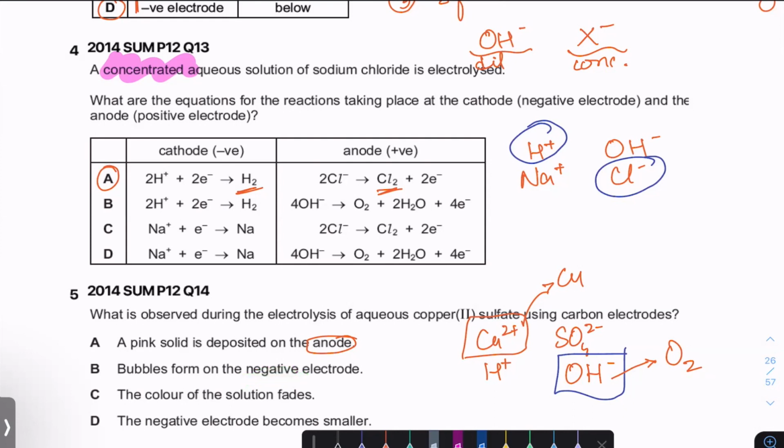The color of the solution fades. Yes, color is because of this thing. And because this is leaving, the color will fade.